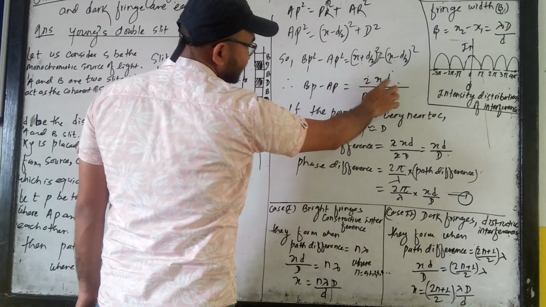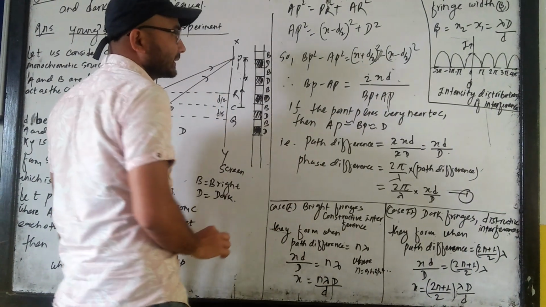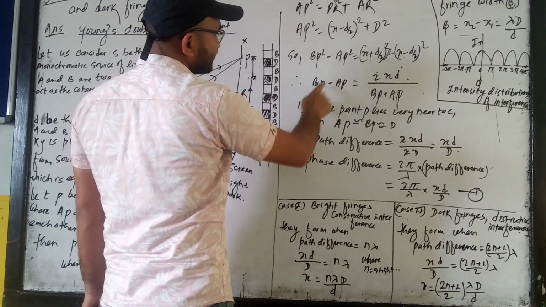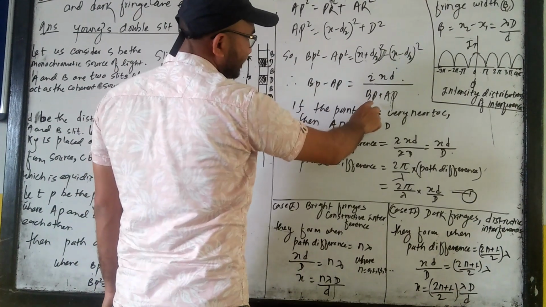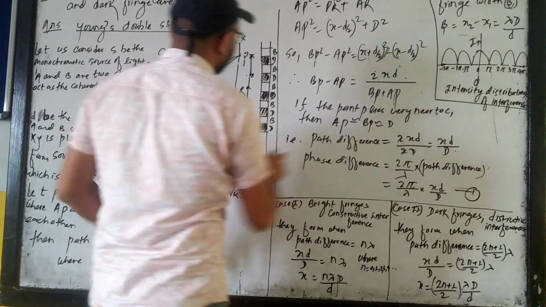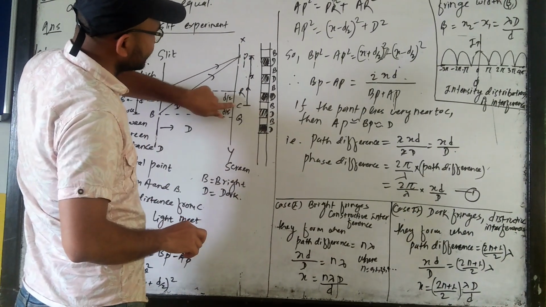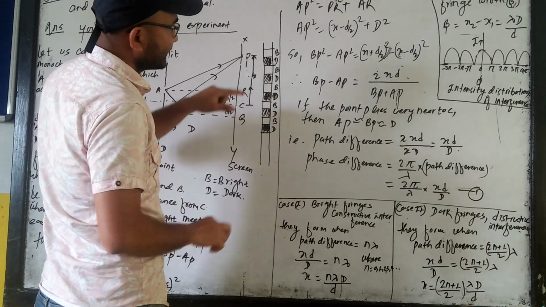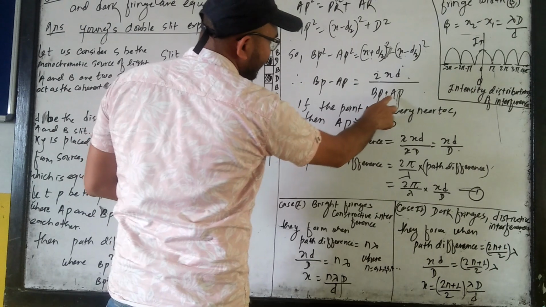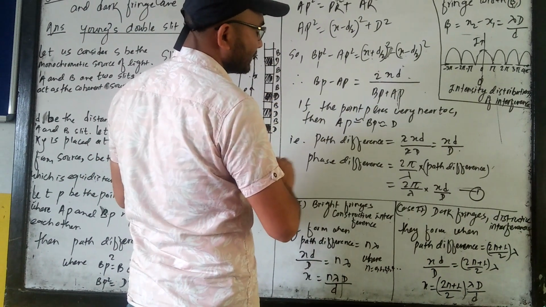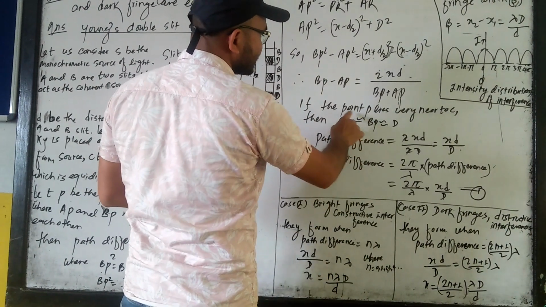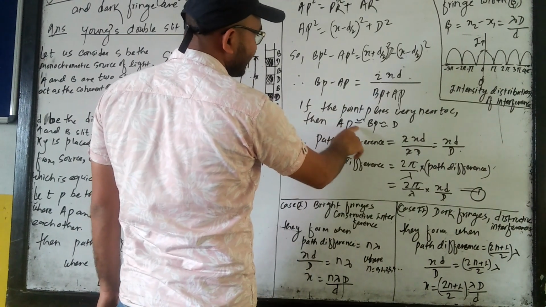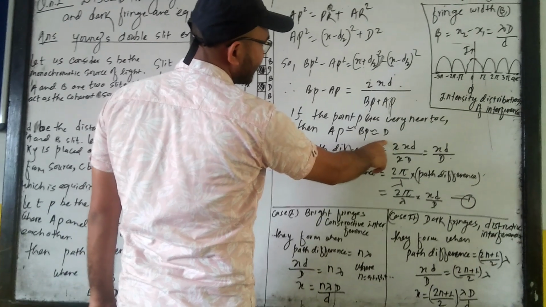You get 2xd when you open this using the (a plus b)(a minus b) formula. In the same way, open this one, where a minus b is as it is and a plus b is here, BP and AP. When point P reaches C, then BP and AP become equal. So we consider that if point P lies very near to point C, then AP is nearly equal to BP, equal to capital D.